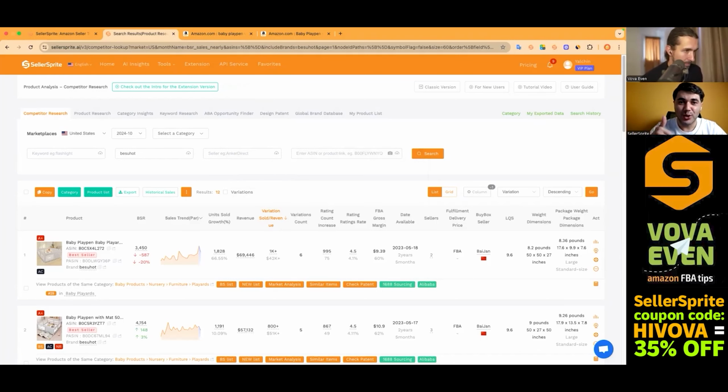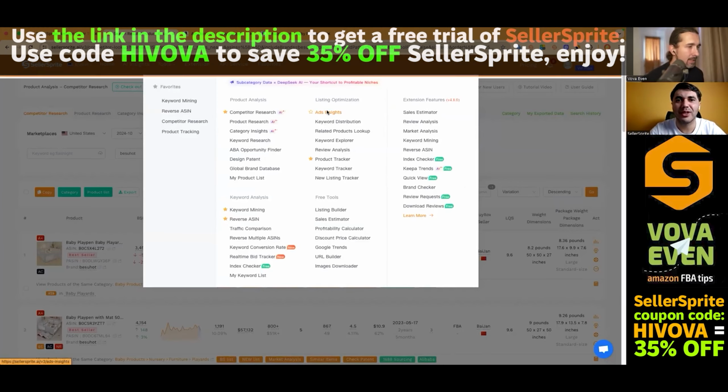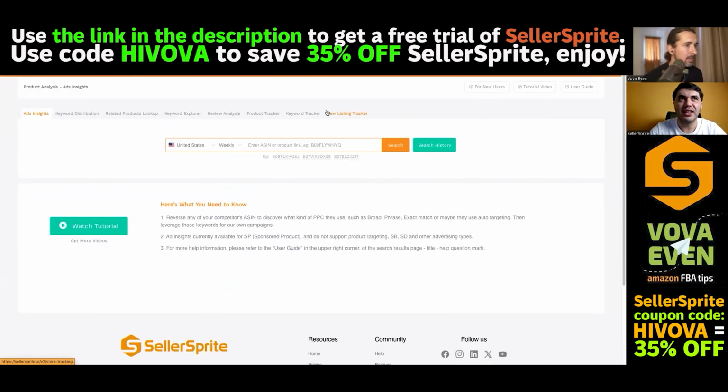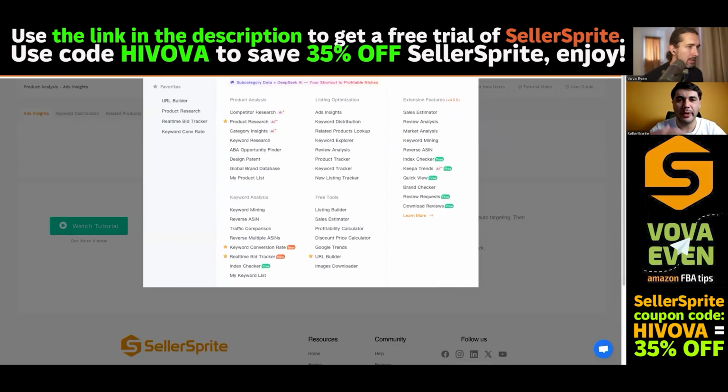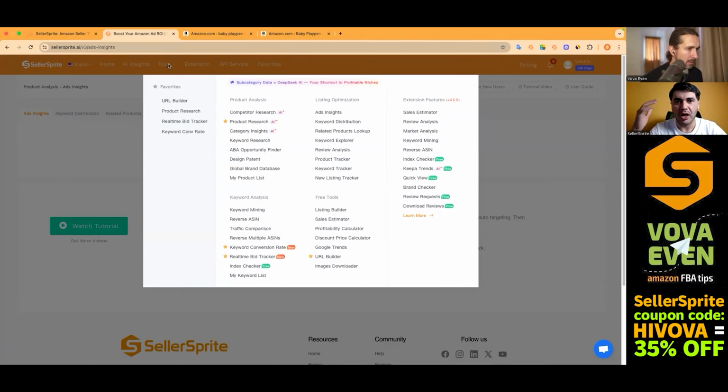Okay, let's go to a very secret and interesting tool: Ads Insight. With the Ads Insight tool, you can see your competitors' PPC. You can understand how many PPC campaigns they have, whether it's broad match, phrase match, or auto campaign, and how many keywords they are using in one single campaign.